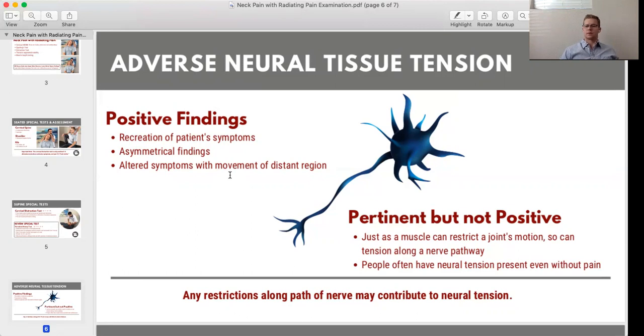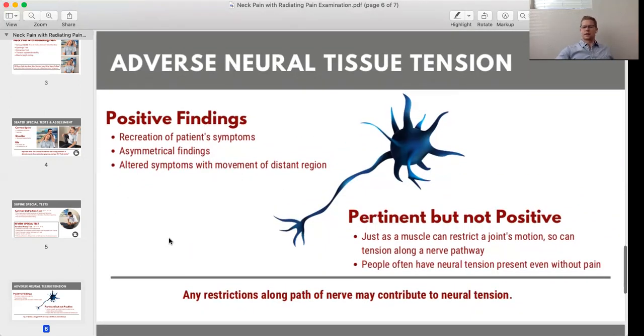As I mentioned, you should know that there's pertinent but not positive symptoms. We know that a nerve can get irritated just as it runs through the pathway, and it doesn't have to be the symptoms that they're presenting with, and it doesn't even have to be a problem because we all have some level of it. Just know that neural tension is kind of a constant, just as we can stretch any muscle. Even the most flexible people can still stretch. Everyone's going to have some neural tension. We just want to know if it's pertinent to that person's case.